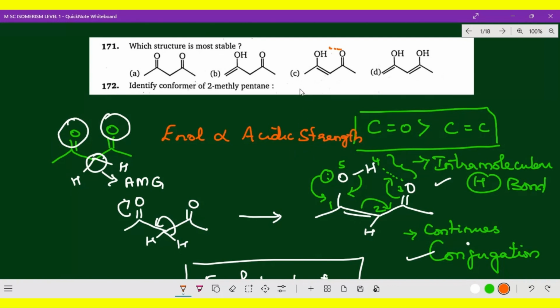Right, I hope you got the clarity. Now, which is the correct option? Option C is the correct option. Why option C? First and foremost, intramolecular hydrogen bonding. Second, continuous conjugation, and angle strain is nil.